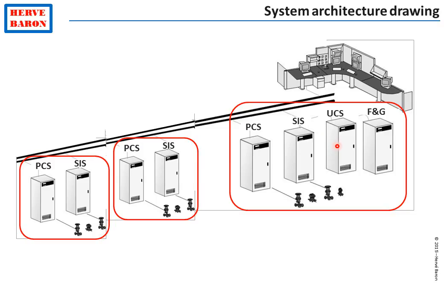We must now introduce the fourth and last type of cabinets, which we find in the instrumentation equipment rooms, which is the fire and gas cabinet. So we have four types of cabinets: process control system, safety instrumented system, the equipment unit control systems, and the fire and gas cabinets.